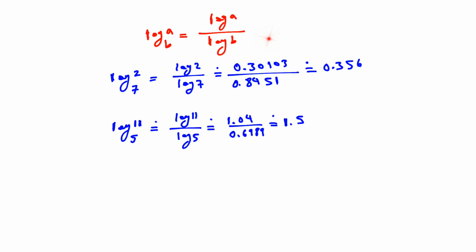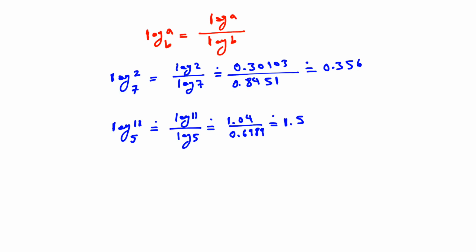c can be any number, including 10. Therefore, log of a base b is log of a base 10 divided by log of b base 10. From here, log of 2 base 7 is log of 2 base 10 divided by log of 7 base 10. You use your calculator and you'll find it approximately 0.356.